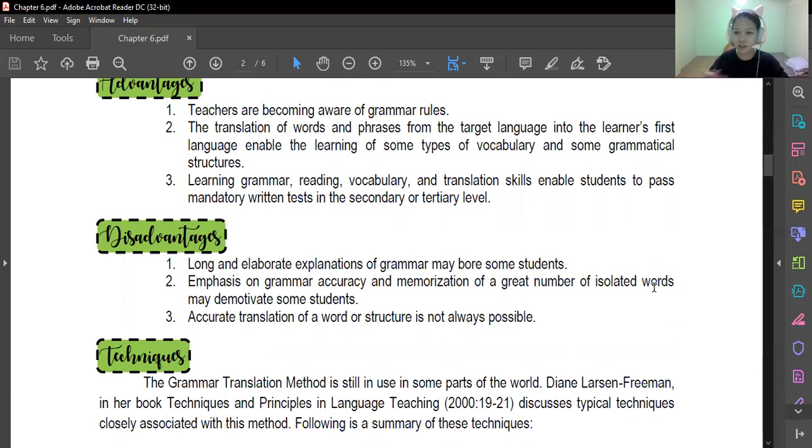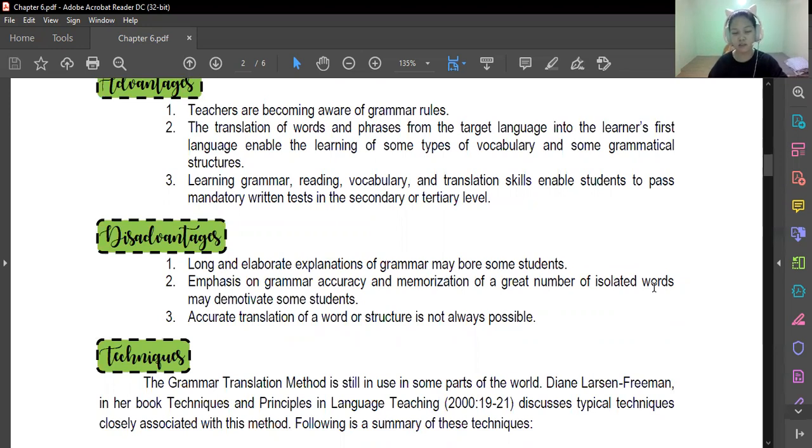Okay, I'm not saying that it's not going to work at all. Okay, it's just that it's not going to work most of the time. There is also an emphasis on grammar accuracy and memorization of a great number of isolated words, which may demotivate some students. Even me, if you ask me that, in order for you to pass this subject, you have to memorize all of these. No, ma'am, I don't want to do that because that's boring. Okay, and that's going to demotivate me.